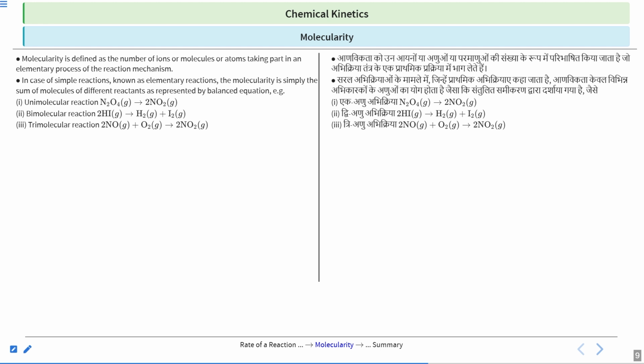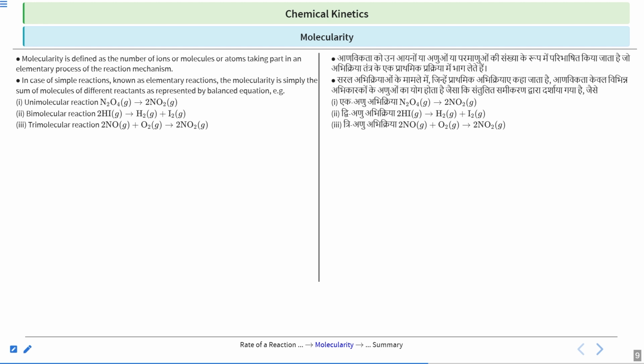Now next is the trimolecular reaction. Again, remember the point that all of these reactions are elementary, so this is happening in one step. There is no intermediate involved. In a trimolecular reaction, what will happen? 2 moles of NO will react with 1 mole of O2 and we will get 2NO2. Is this thing clear?